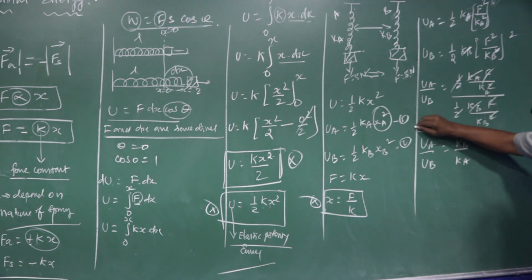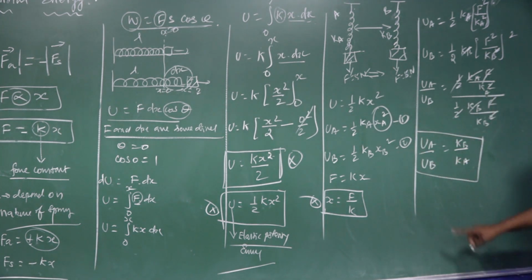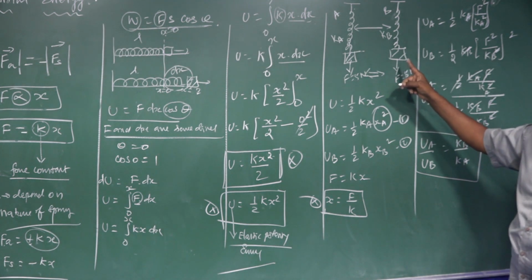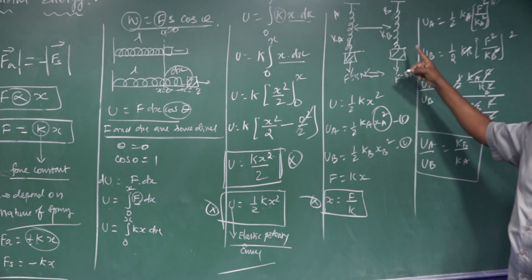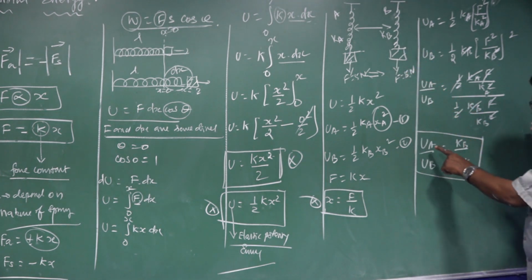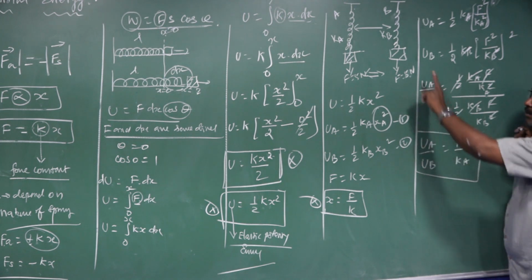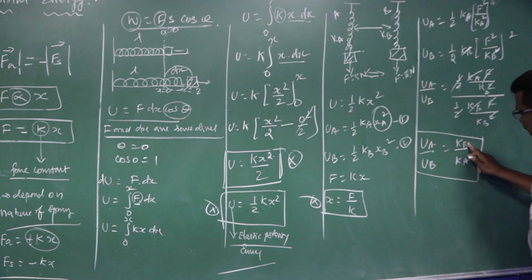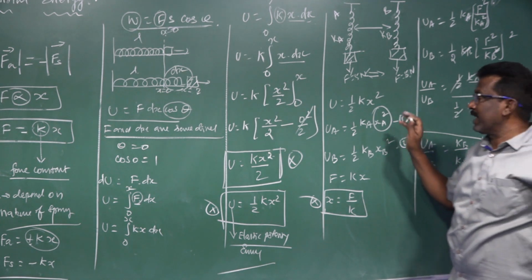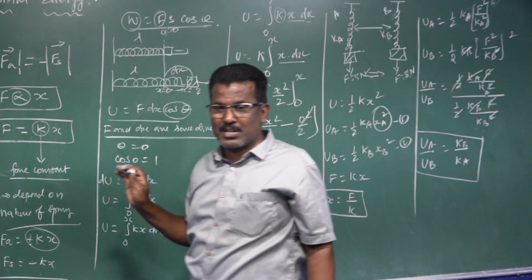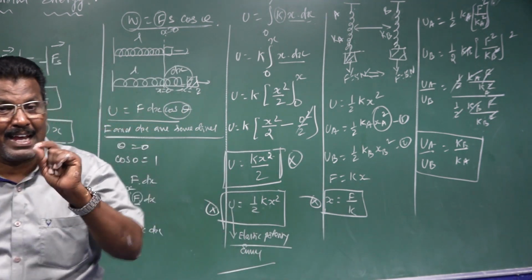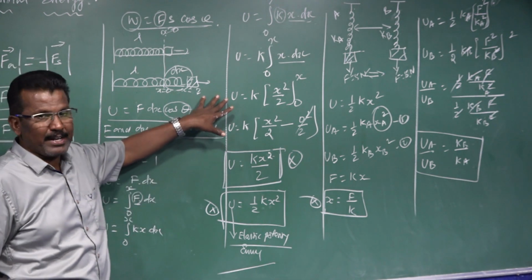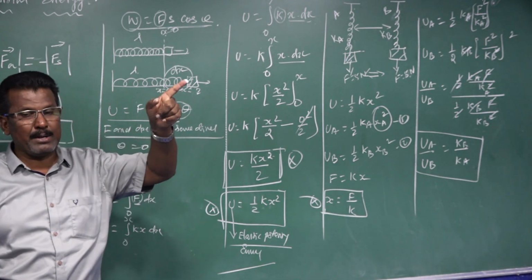From this, we conclude the second body has to do more work than the first body, because the energy stored in the second body is more than that of the first body. So UA divided by UB is equal to KB divided by KA. The energy stored in a spring highly depends upon the K value, the nature of the material. The K value is not the same for all materials.